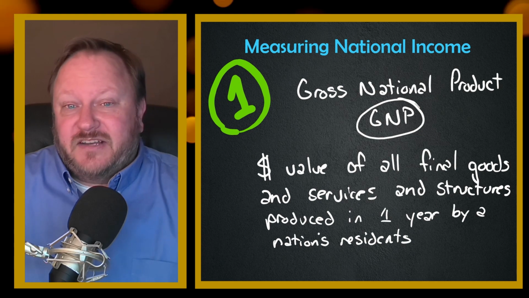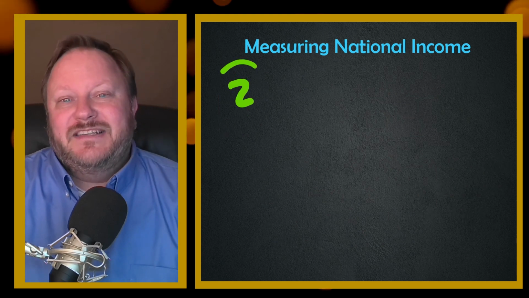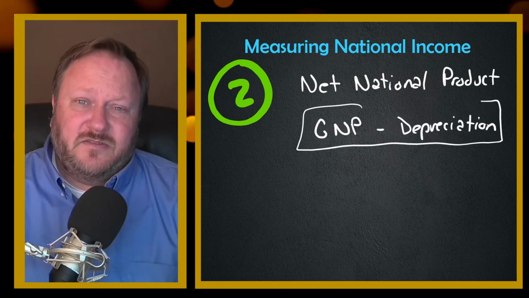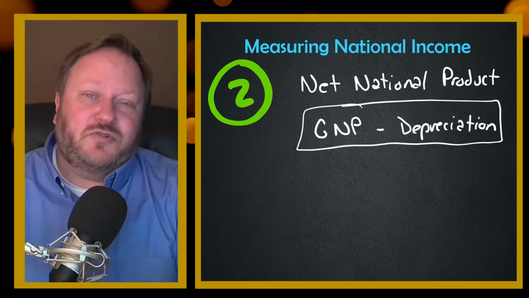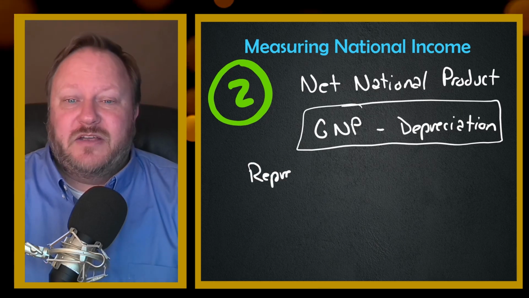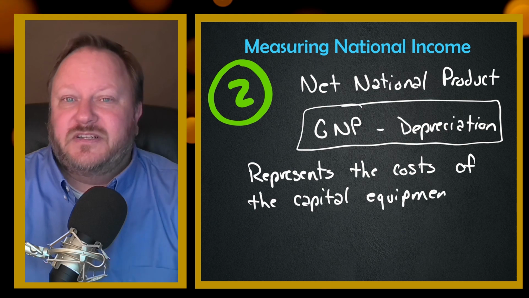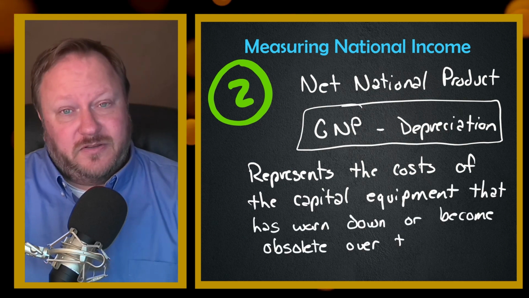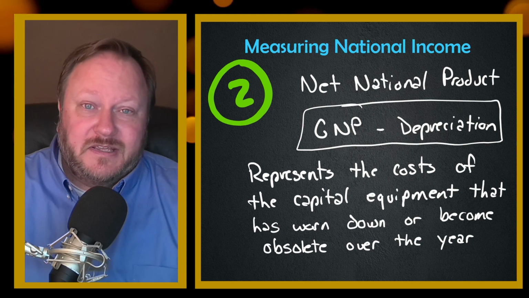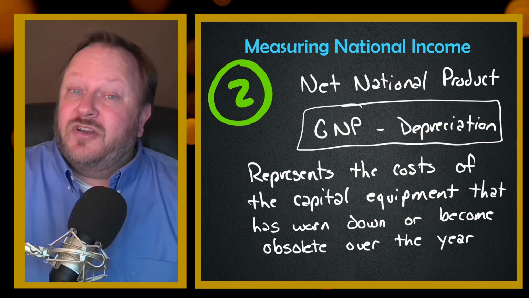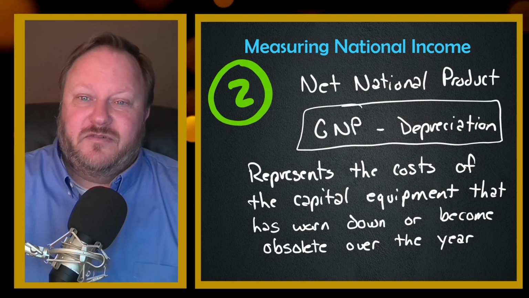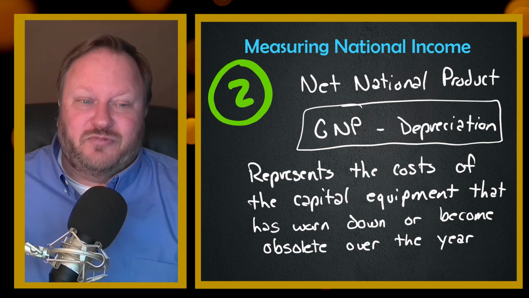The second factor in the national income is the net national product. So you take the first factor, the gross national product, and you subtract depreciation from it. Depreciation would represent the capital equipment that is worn out or become obsolete over the year. So to produce all those goods, services, and structures, you're going to use capital equipment. And in using that capital equipment, you're going to use it up. So we take away the depreciation from that. That's your net national product.